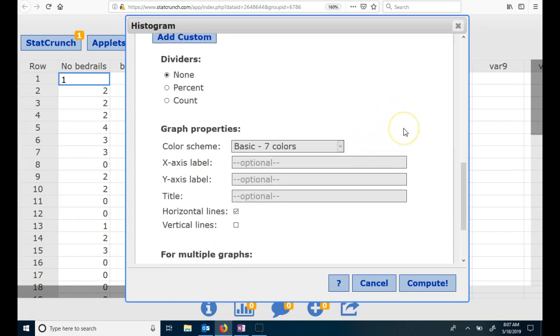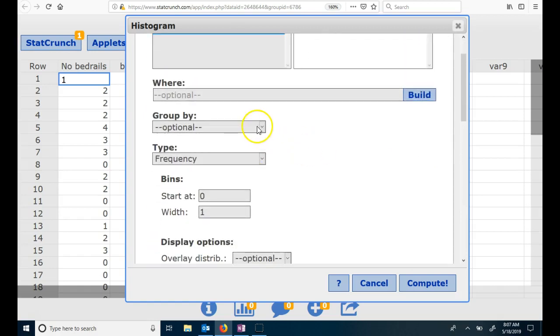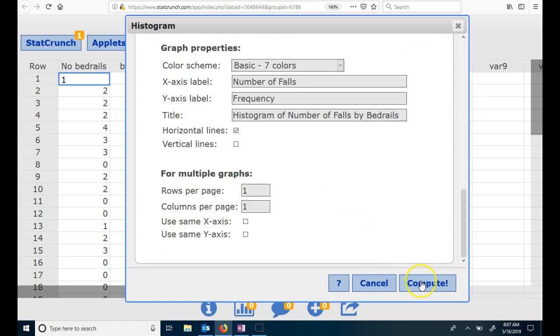Let me actually put in my median bar, because remember, if you looked at the box plot, we couldn't really tell where the median was. My x-axis label is going to be number of falls. And then my y-axis is going to be frequency, because this is a histogram. All right? Histogram of number of falls by bed rails. So that tells us what our comparison is going to be. All right. And then we're going to group by. Actually, don't worry about that.